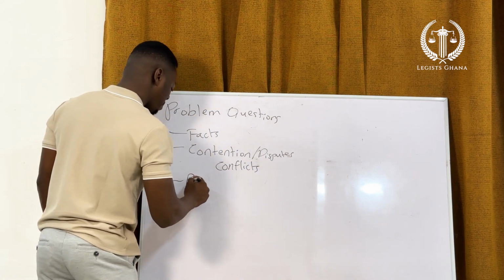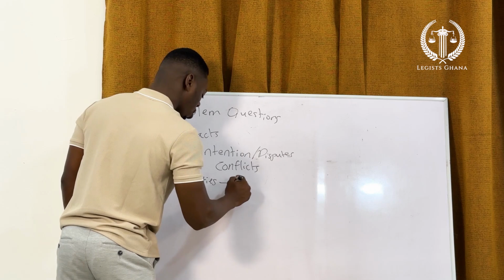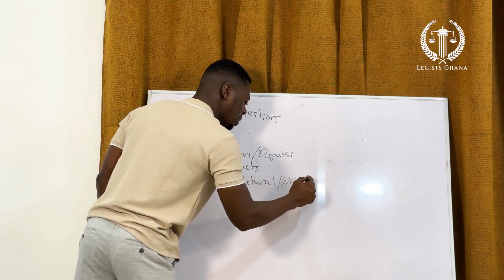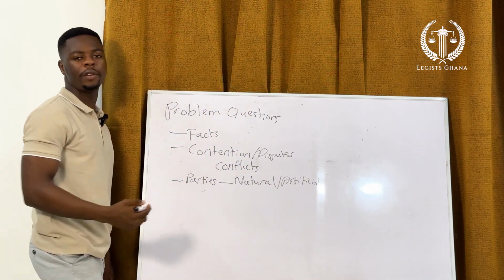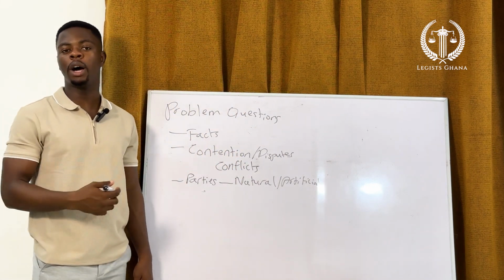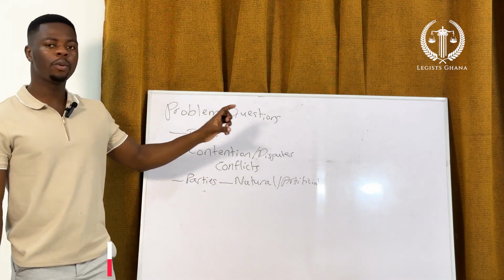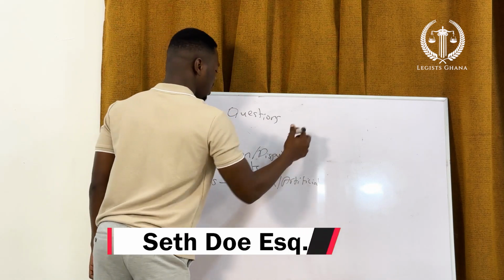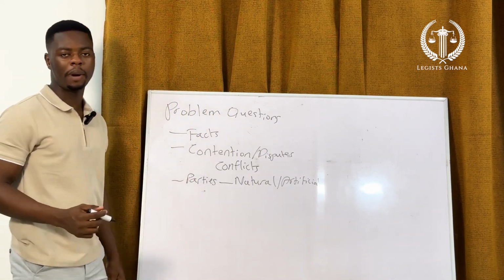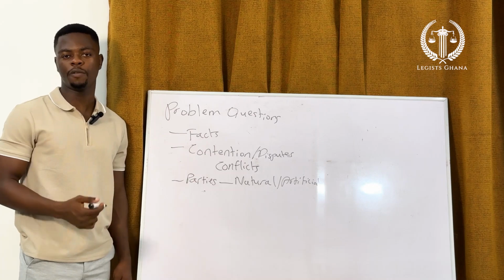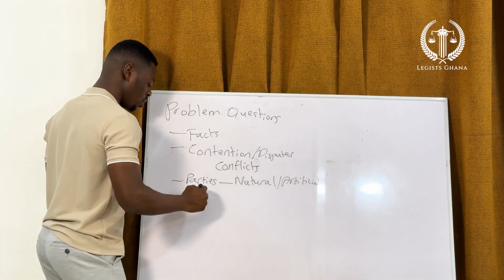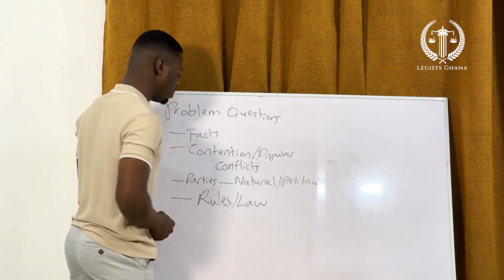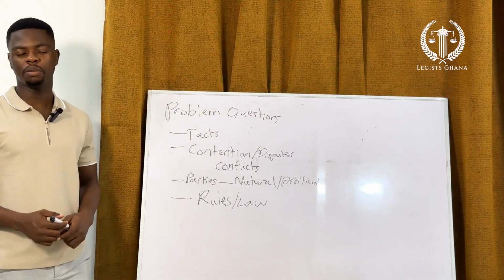The parties are persons, either natural or artificial persons, right? Now these persons can be in conflict with each other, basically on a legal issue. So for the problem question, the examiner wants to test your analytical skills, your ability to identify the conflict between the parties, and your ability to address those conflicts using the relevant law known as the rules. The rules are the relevant laws that will be able to address the matters in contention between the parties.